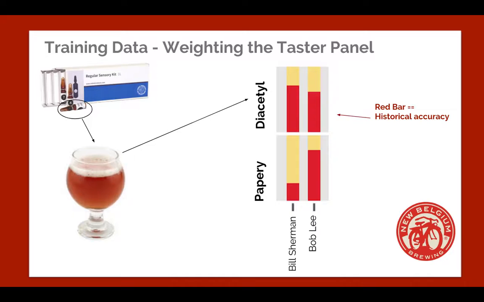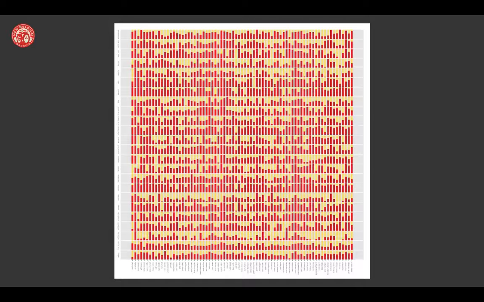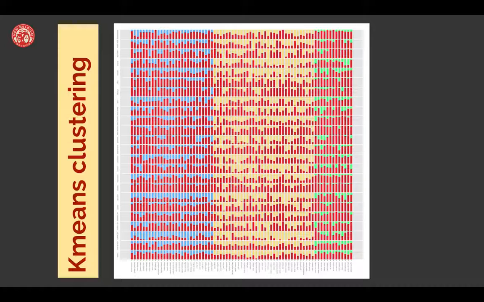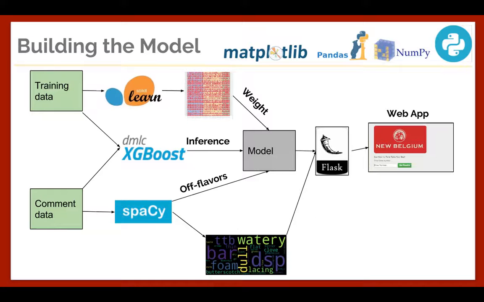If we do that for all 50 off flavors and 75 tasters, we get this chart, which is a little hard to make sense out of, so we do a little unsupervised learning, a little k-means clustering, and we get this. And this is a little easier. We see that the yellow are decent tasters, the blue are good tasters, and the green are your best tasters. So I put this in the model and weight all those tasters corresponding to their group.